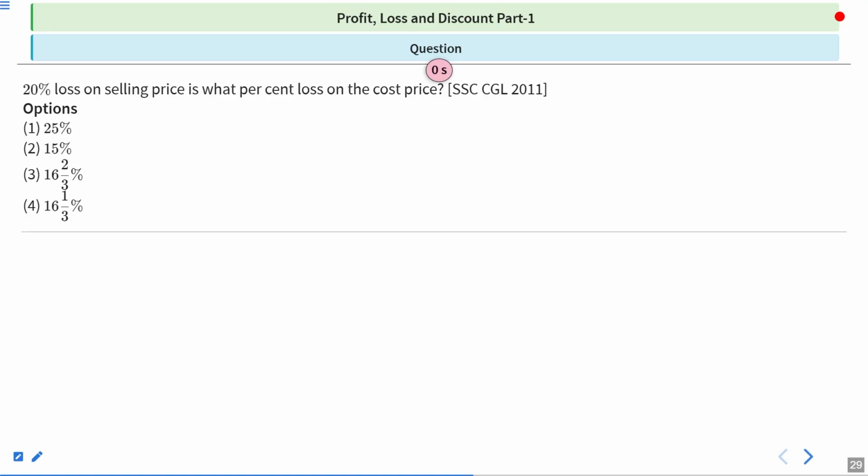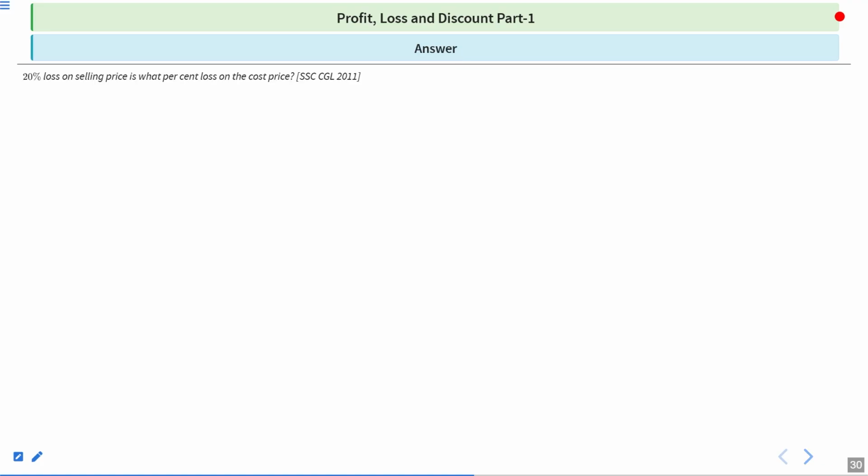Now time's up. Let's see the solution of this question. So 20% loss on selling price is what percent loss on the cost price? The correct answer of this question is C, which is 16 and 2 by 3%. Now see the detailed solution.